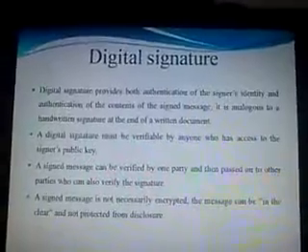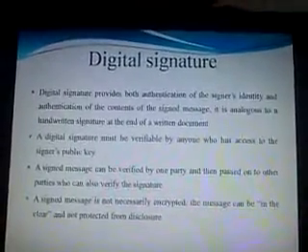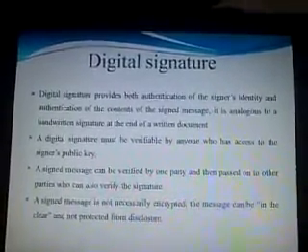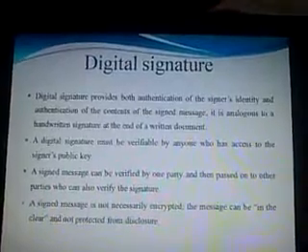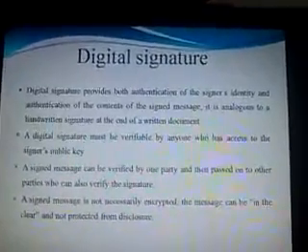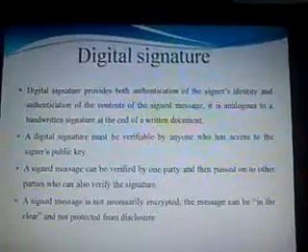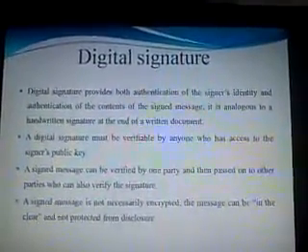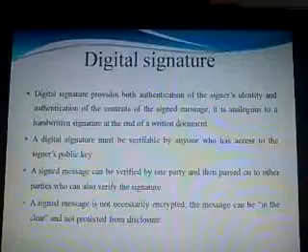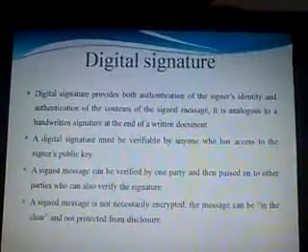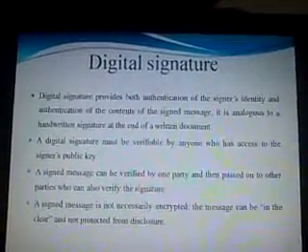A signed message can be verified by one party and then passed to another party who can also verify the signature. A signed message is not necessarily encrypted. The message can be in the clear and not protected from disclosure.